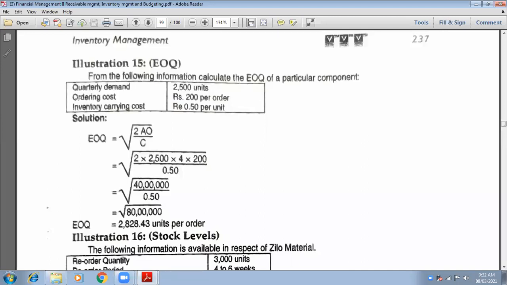Are you getting my point? Quarterly means 3 months. So, 3 into 4 becomes 12 months, no? So, it is 4 times. So, 2500 into 4 has to be done in the bracket.